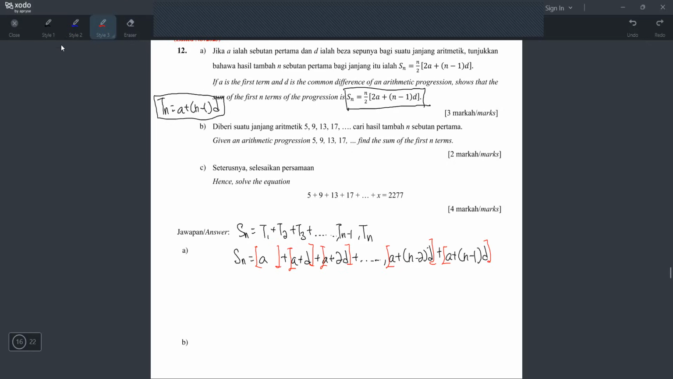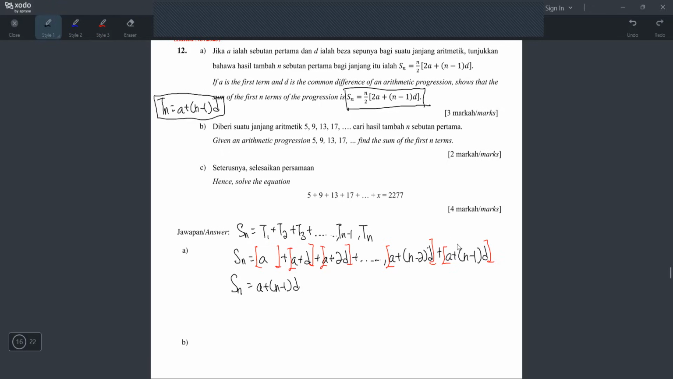Okay, now I want to do something different. I will do Sn. When I take Sn, it means I take T1 plus T2 until the last term, right? But I can also write it differently. I can also start from the last term, which is Tn. So I can start from A plus n minus 1d, right? It's the same thing, it's just that I start from the back.